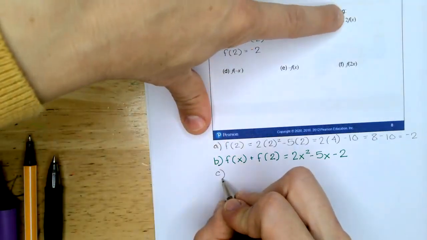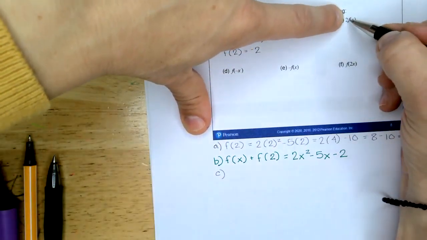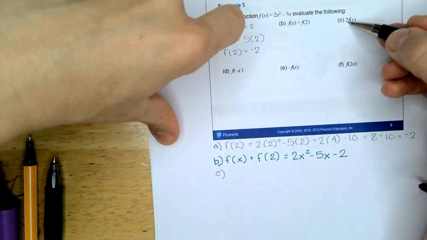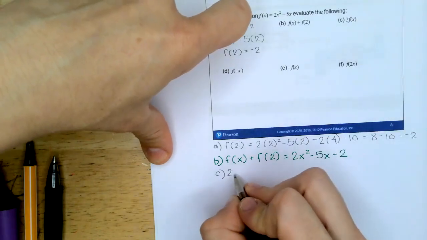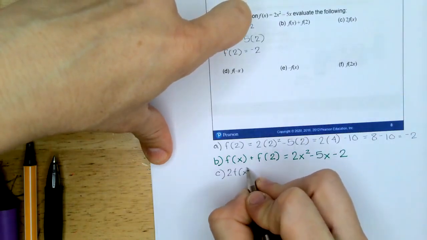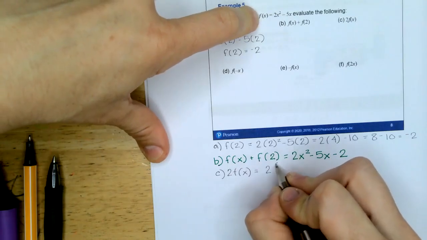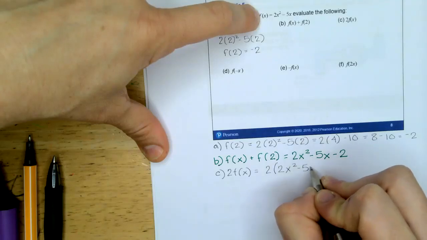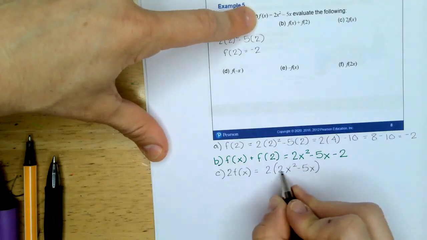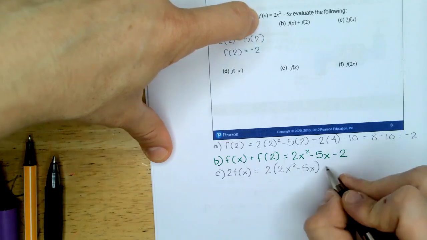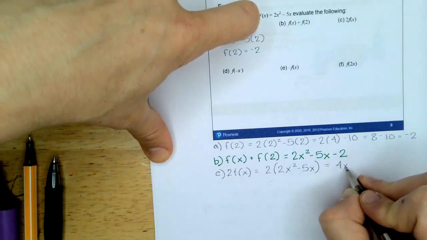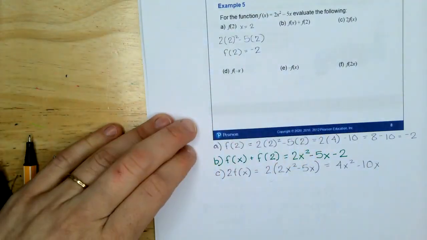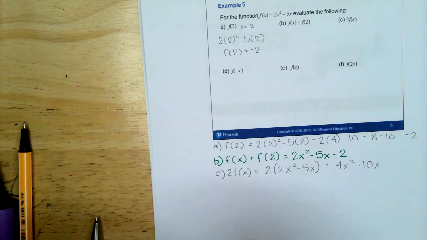C is 2 times f of x. That's not saying that we're replacing x with 2. That would be the previous one, where we replaced x with a 2. 2f of x means we're going to take a 2 and put it outside of f of x. F of x is still 2x squared minus 5x, but we're going to distribute a 2 to both the 2x squared and the negative 5x. 2 times 2 is 4x squared, and then 2 times a negative 5 is a negative 10x. Good? So that's 2f of x.